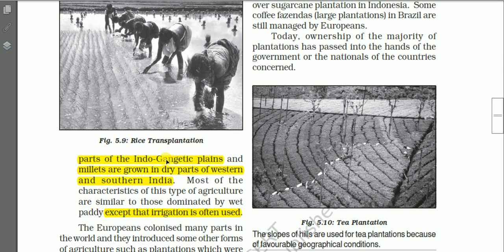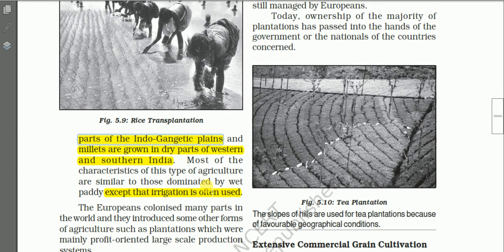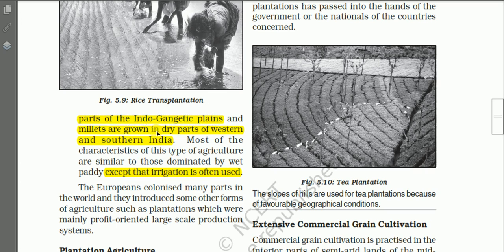The western part of the Indo-Ganga plain means western UP, Punjab, Haryana area. Okay, and millets are grown in dry parts of western and southern India. So millets are grown in the dry part, that is in the Rajasthan area, western part of Rajasthan, then Gujarat, Maharashtra area. Jowar, Bajra, Ragi are grown.